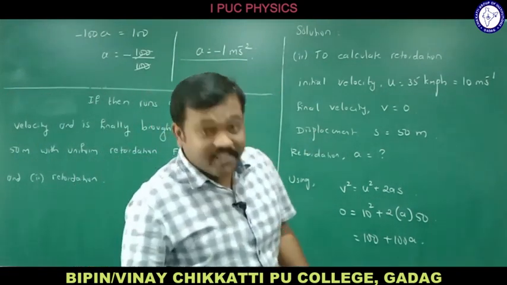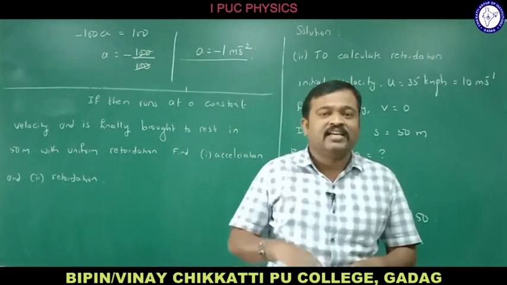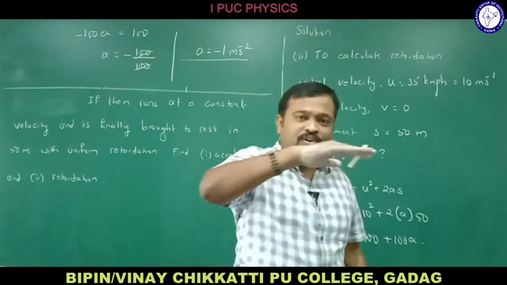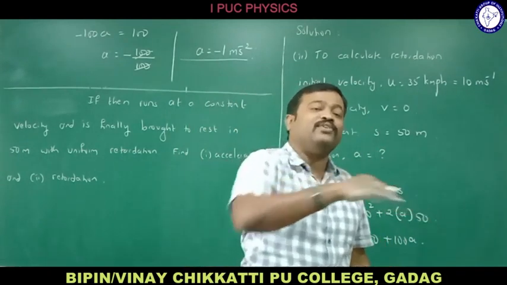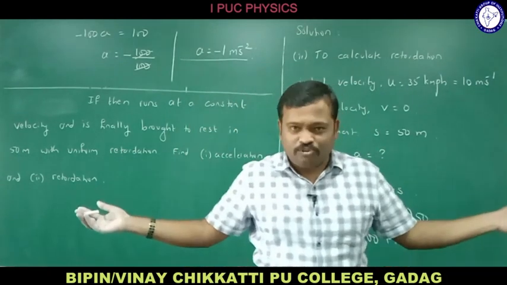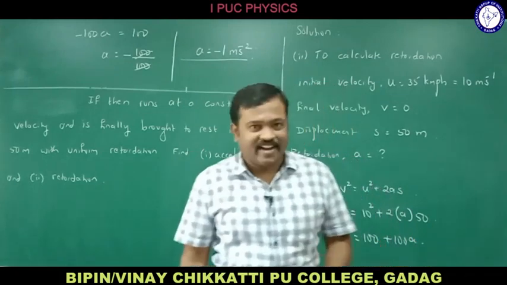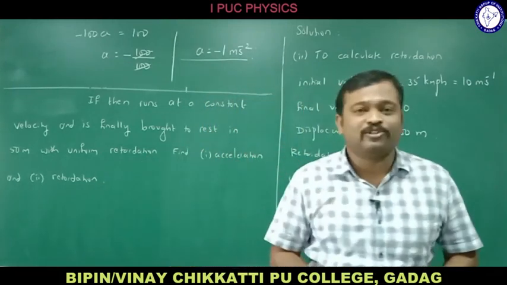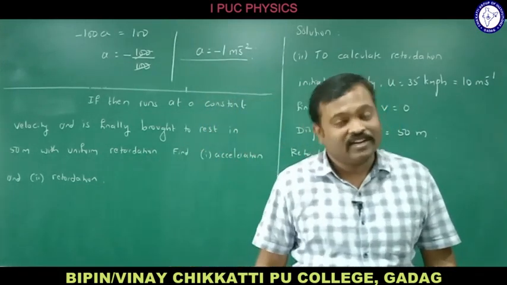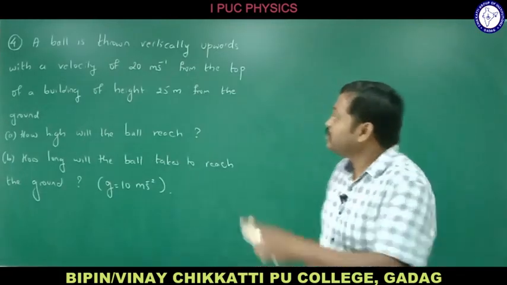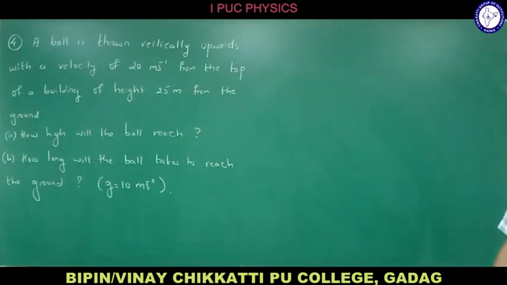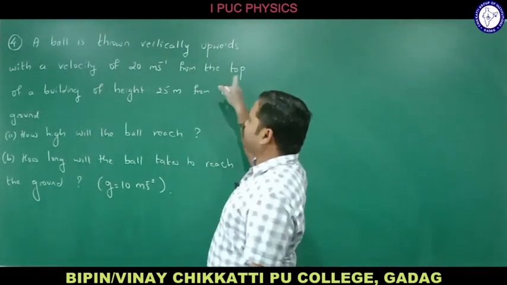So in the third problem, we have seen that the car was at rest, it begins to move, then it came to rest. In the first part, there was acceleration. In the second part, there was retardation, and we calculated both acceleration as well as retardation. So this is how we need to solve the problem if the question is given like this. Now, let us move on to the last problem. Fourth problem. A ball is thrown vertically upwards with the velocity of 20 meter per second from the top of the building.